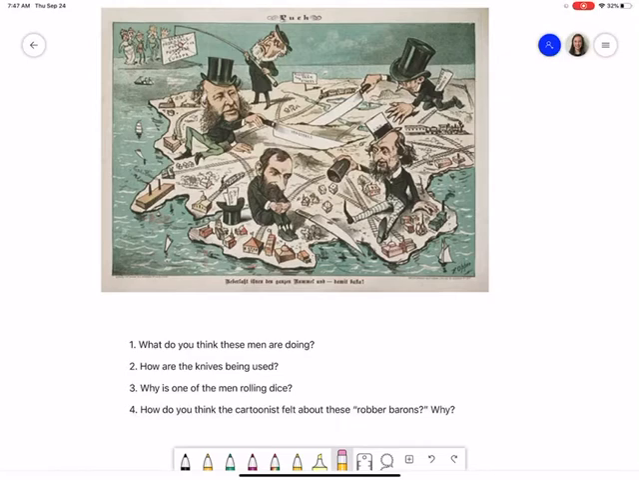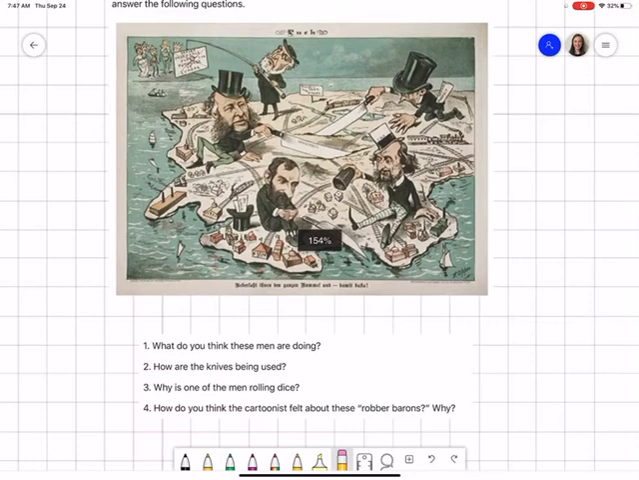How do you think the cartoonist felt about the robber barons? Is this a happy picture or a sad picture? What do you think? I would say it's kind of a sad picture, right? Because he's upset that these 5 men are running the entire United States. And we can see that just looking at their faces, and what they're doing to the country.